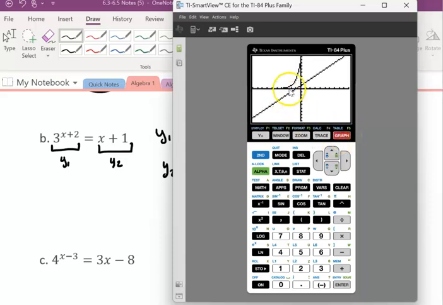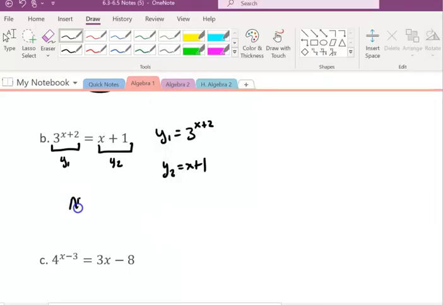You can see here that these do not intersect. If you look at this, this curve is going to go up forever. It does not intersect this line. So this one has no solution.